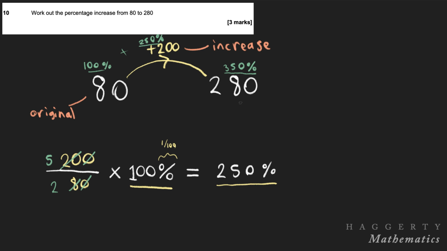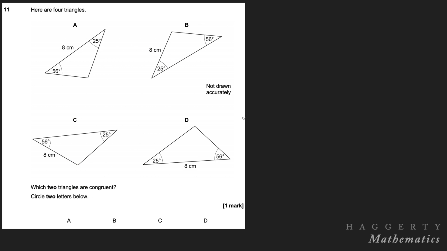So that's the final answer, 250%. Question 11. Here are 4 triangles A, B, C, and D. Which of the 2 triangles are congruent? Circle the 2 letters below.